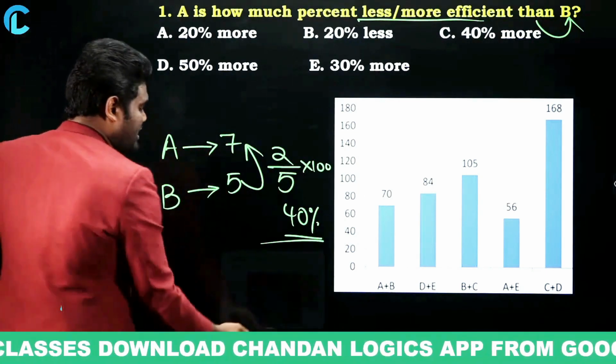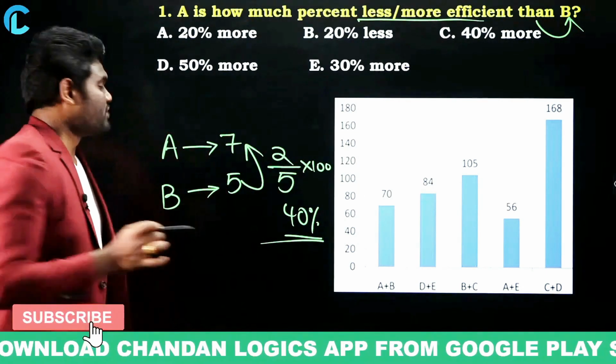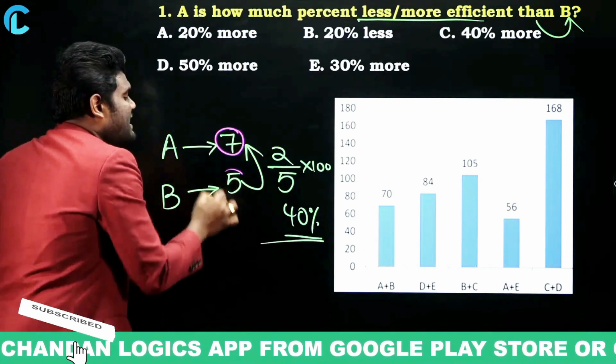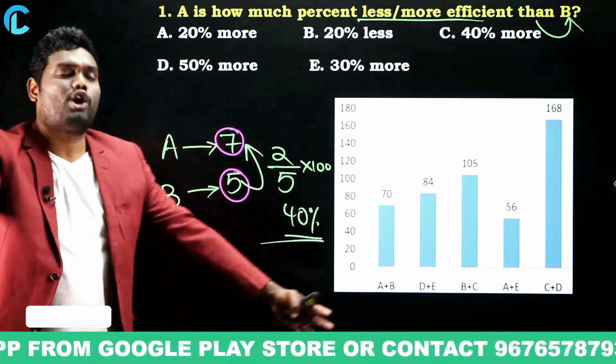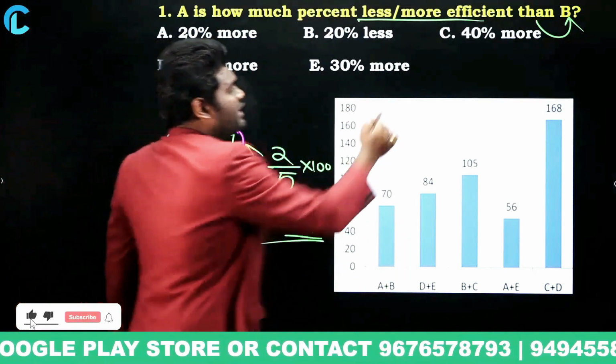Now you need to mark 40% more. The reason is, observe here. Again you will say, sir, how more? Look here. A is 7, B is 5. Obviously, 7 is more than 5. Yes or no? So the answer is 40% more.